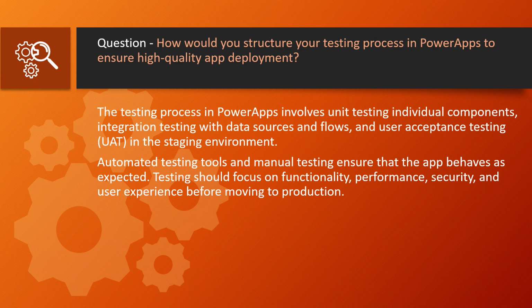UAT is nothing but user acceptance testing. Automated testing tools and manual testing basically ensure the app is behaving as expected. And the main focus of the testing should be on functionality, performance, security, and user experience. So before moving to production, every component of the solution should be well tested.